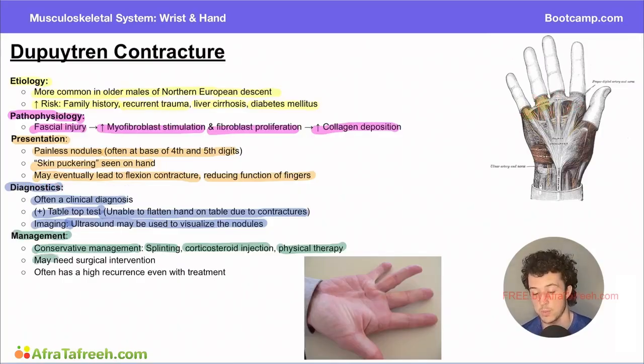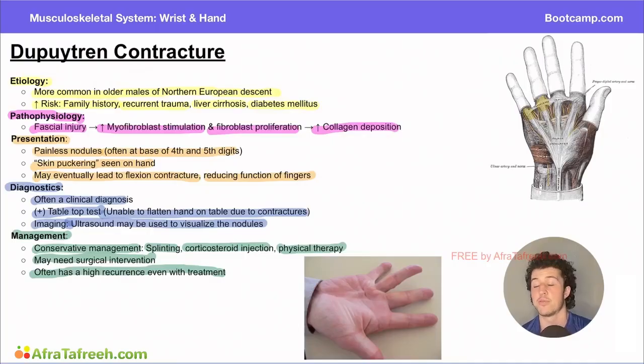Of course, as always, we may need a surgical intervention if the symptoms become very severe or are refractory to treatment. But something to keep in mind is that this often has a high rate of recurrence even with treatment. So sometimes patients can get a surgery, remove the collagen, and the collagen can grow back. All right, let's do a quick recap and then we'll do a practice question together.